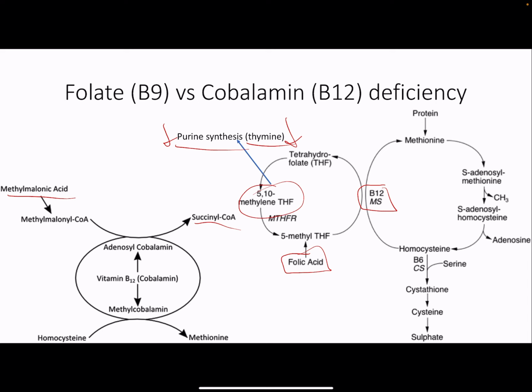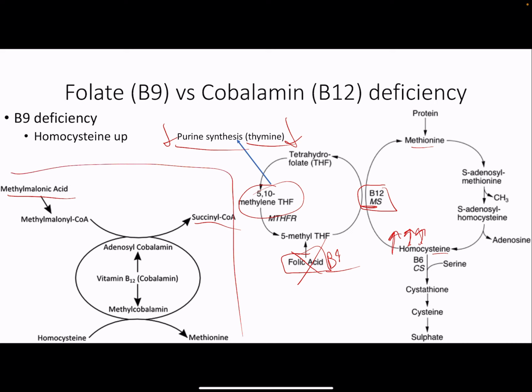So if I have a B9 deficiency, B9 is folate, I'm only going to have homocysteine levels up. So note that if I didn't have B9, I would not be able to do this reaction, which means I would not be able to convert homocysteine to methionine, which is why homocysteine is just going to build up. So homocysteine levels are higher, but it has nothing to do with this reaction over here. So only homocysteine levels are up.